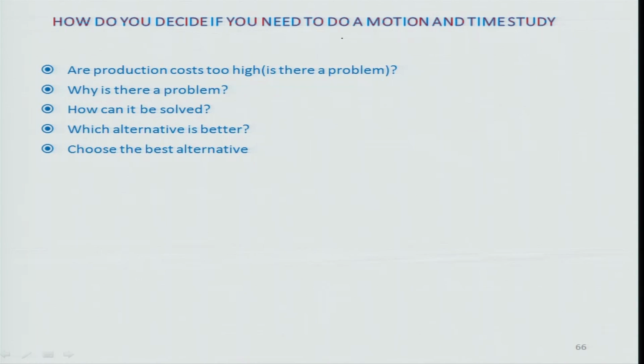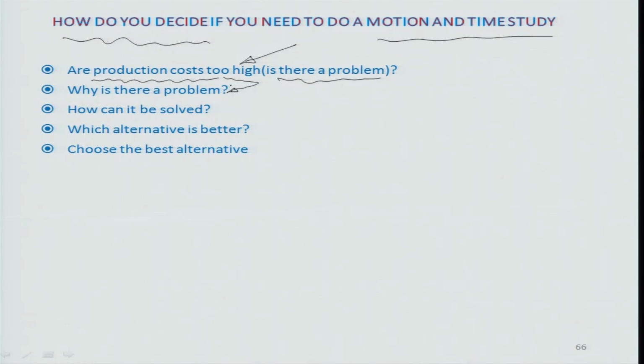So, what really makes you decide why you want to do motion and time study? The first thing we look at is, is the production cost too high? Is it going to be a problem, because you are selling in a market at a fixed price and your cost comes out too high, so your profit margins shrink? Then, if the production cost is high, can I identify why there is a problem? Why is there a high production cost?